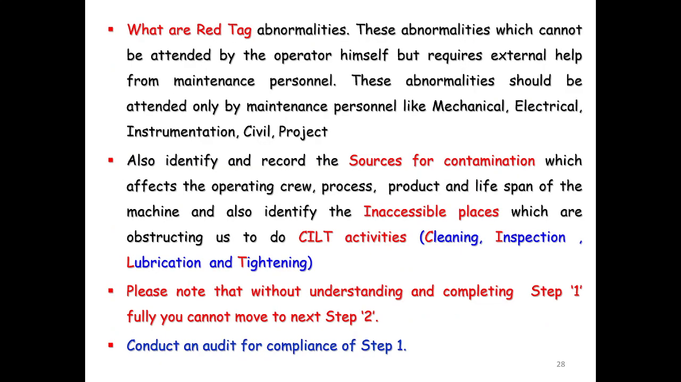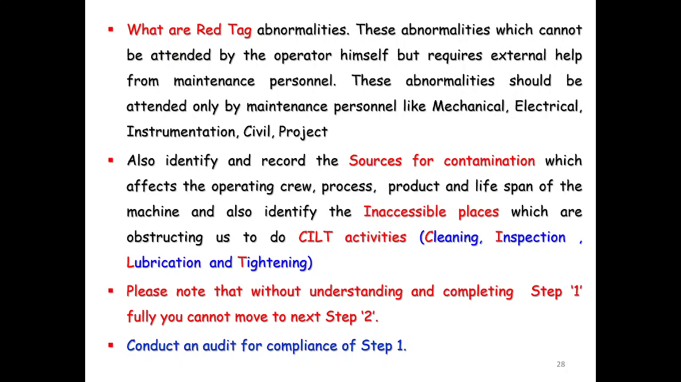Now let's see what are red tag abnormalities. These abnormalities which cannot be attended by the operator himself but require external help from maintenance departments like mechanical, electrical, instrumentation and civil are known as red tag abnormalities. These abnormalities should be attended by the maintenance personnel concerned using special tools.